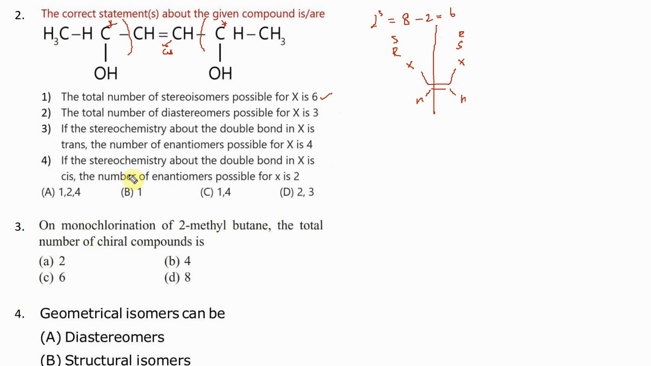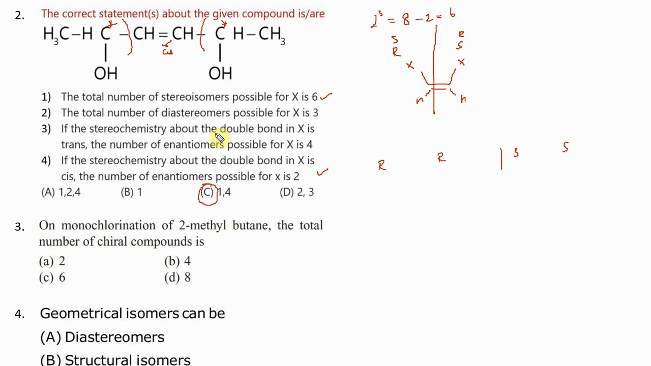இங்க cis பத்தி கொடுத்திருக்காங்க. So if the stereochemistry of the double bond in X is cis, இதுதான் cis ன்னு சொல்றாங்க. The number of enantiomers possible is 2, which is correct. So now this is cis. So what all can you have? You can have R or enantiomer S. SR, RS. இது ரெண்டுமே வந்து மீசோவா மாறிடும். So இதுதான் கரெக்ட் உங்களுக்கு. Okay, this is a very high level question.